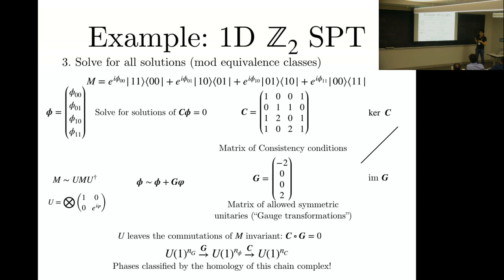And so phi is equivalent to some G times varphi, where this varphi is the phase factor in the phase gate, and G is a certain matrix. So after I find the solutions, I need to mod out by this equivalence relation, which is the image of G. And nicely, what you get is that the solutions, the allowed matrices, form a certain chain complex, and what you find is just the homology of this chain complex. Since the phase gate leaves the commutations of M intact, it implies that C times G is 0. So you actually have a chain complex, and the phases you've searched for are just the homology of this chain complex.